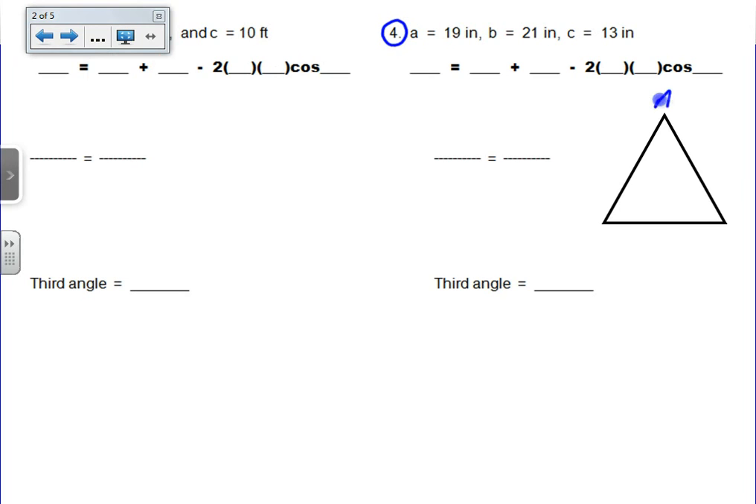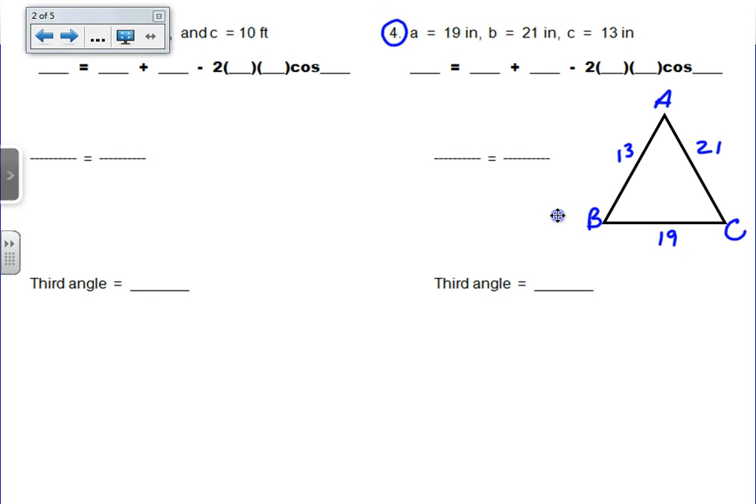And let's label him ABC. So little a is 19, little b is 21, and little c is 13. Where do I start? I know it's law of cosines, but where do I start? The biggest one, so that would be the b. Very good. We're going to use the b version of this formula.